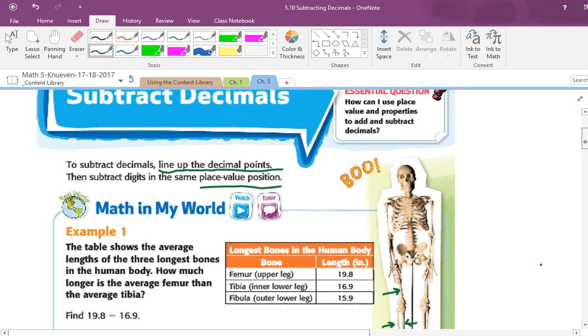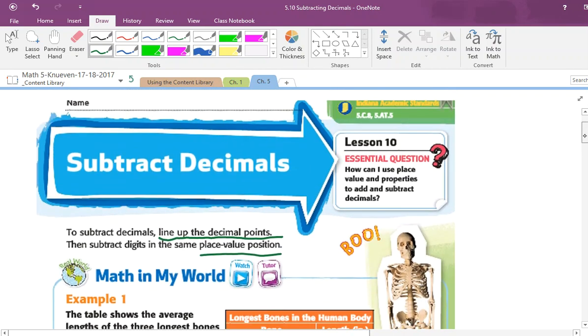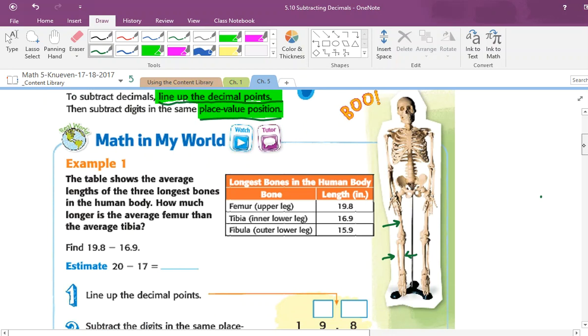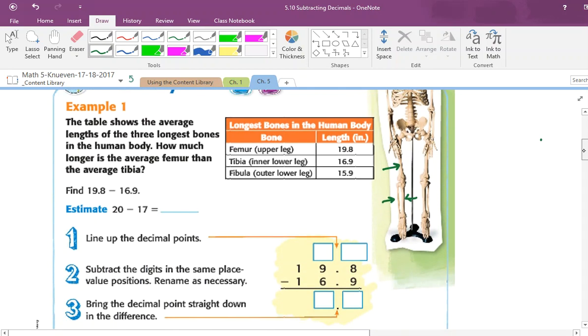In lesson 5.10, we're going to be looking at subtracting decimals. And it's very important that when we add or subtract decimals, we are lining up our decimal points, because that will keep all of our place values aligned, making it a whole lot easier to work with the correct place value. So let's look at our first example.